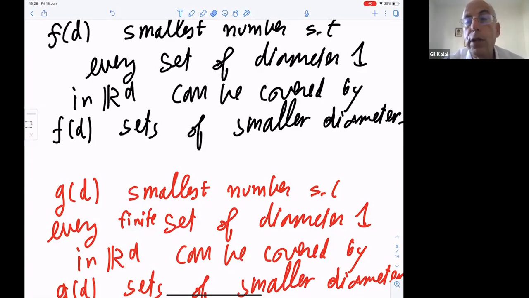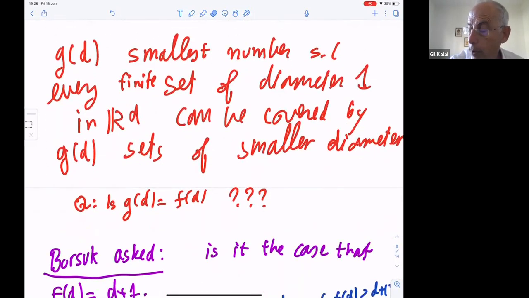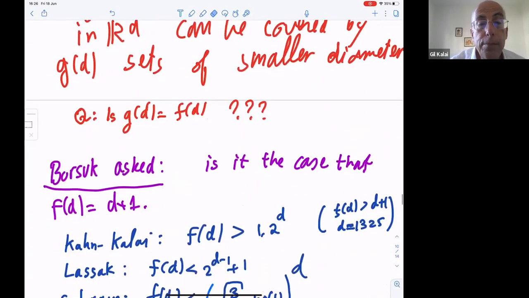Or another way to say it, if you divide the unit ball into D closed sets, then one of these sets has diameter 1. So if these sets are compact, then one of these sets contains two antipodal points, which is a well-known version of the Borsuk-Ulam theorem. So since the ball is the largest in some sense, Borsuk asks if it is the case that F of D is equal to D plus 1.